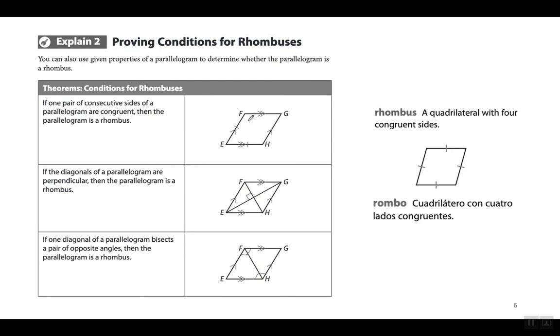So again, Condition 1, if a pair of consecutive sides are congruent in a parallelogram. Condition 2, if the diagonals are perpendicular in a parallelogram. And condition 3, if one of the diagonals bisects a pair of opposite angles in a parallelogram, which we'll look at some problems in a second.